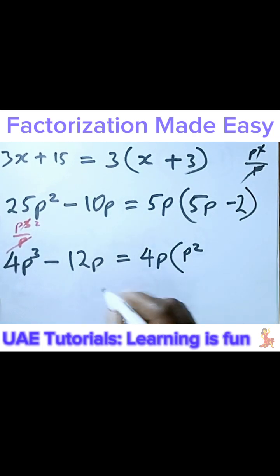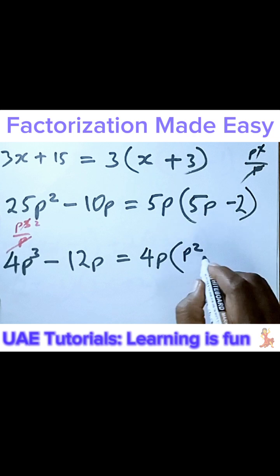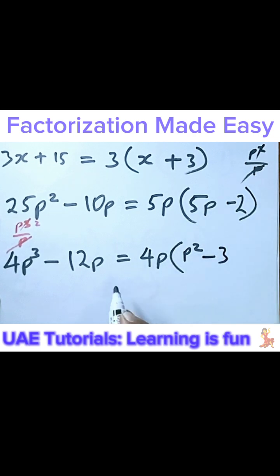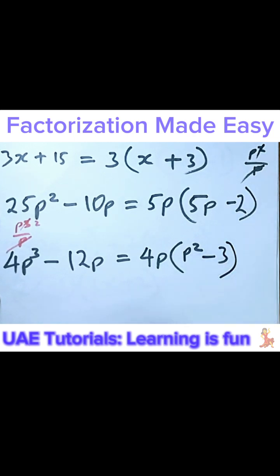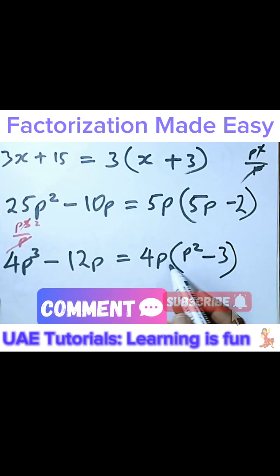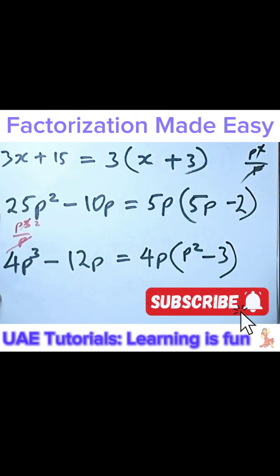All right, we'll now come to the second expression. When 4 divides 12, I'll get 3. And when p divides p, that's it. Just the p is knocked off. So the answer is 4p into p squared minus 3.